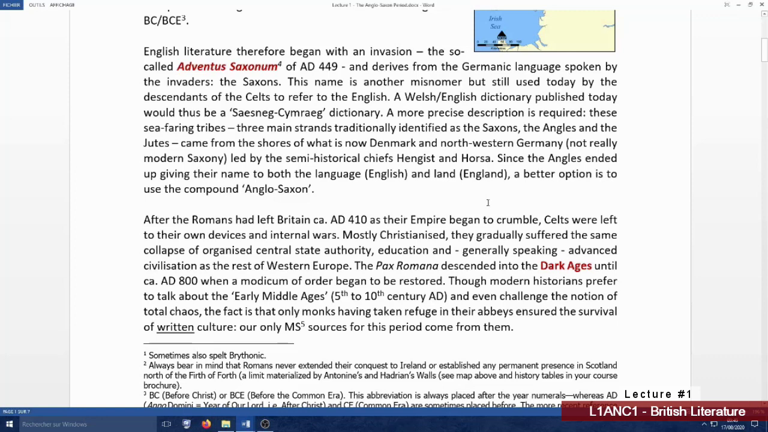and they even challenge the notion of total chaos, the fact remains that only monks, having taken refuge in their monasteries, ensured the survival of written culture. Everything I'm referring to today in this lecture is based on manuscript sources, and those manuscripts come from the only people who still knew how to read and write, and these were monks.